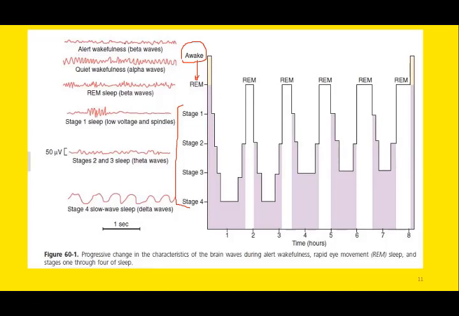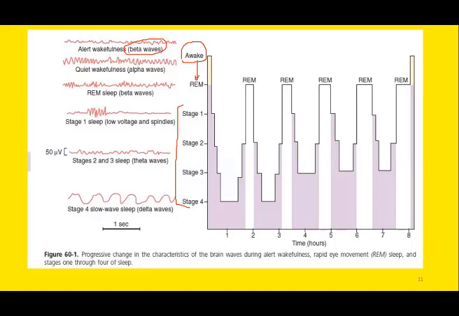The first one is the beta waves. As you can see, beta waves are observed in an alert, awake person. These are low voltage waves. Beta waves are low voltage. The amplitude is very low and there is no rhythm to it. So this is known as asynchronous wave pattern or desynchronous wave pattern.